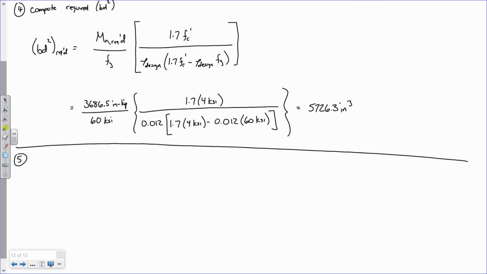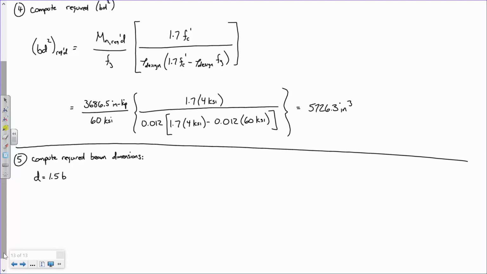Okay. So step 5, what we're going to do in step 5 is we're going to compute required beam dimensions. Okay, and let me show you how I'm going to do that. What was our assumed D over B ratio? 1.5. So in other words, the depth is going to equal about 1.5 of the width. Everybody okay with that? Sound good?